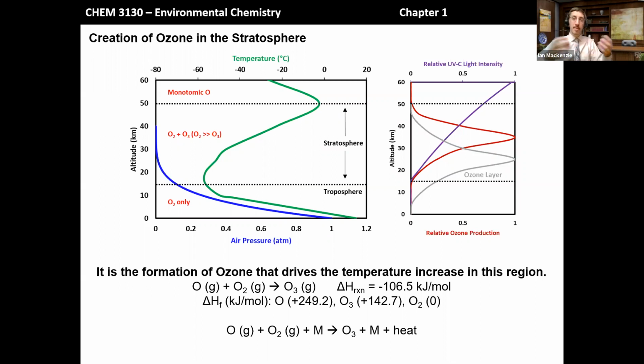So that's a summary of the creation of ozone in the stratosphere, where that comes from and the relevant reactions in each region of the stratosphere and above and below. In the next video, we'll start to talk about destruction processes for ozone in the stratosphere.